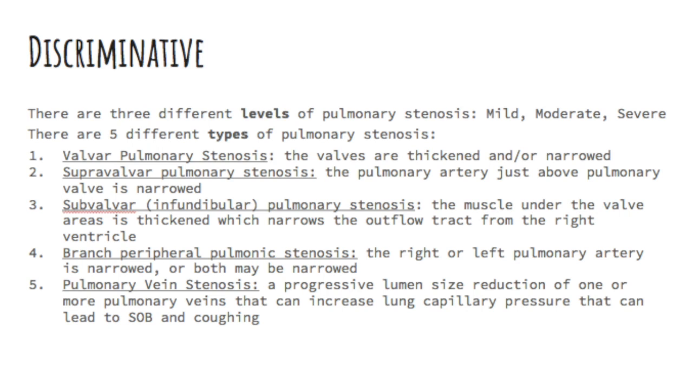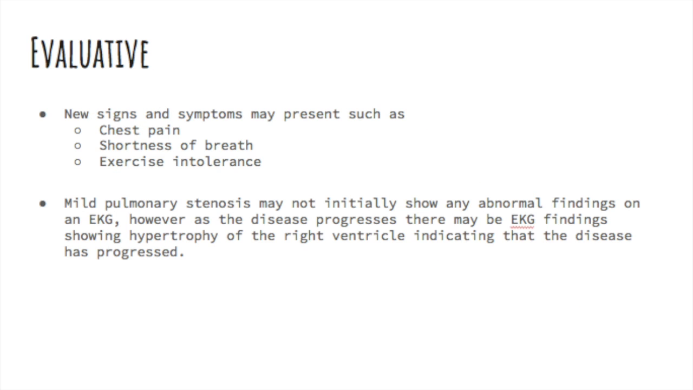It's a progressive lumen size reduction of one or more pulmonary veins that can increase lung capillary pressure that can lead to shortness of breath and coughing. So it's really important when you're evaluating your patients, or as a PT when you're just seeing your patients on a regular basis, new signs and symptoms that present could be chest pain, shortness of breath, or an exercise intolerance.